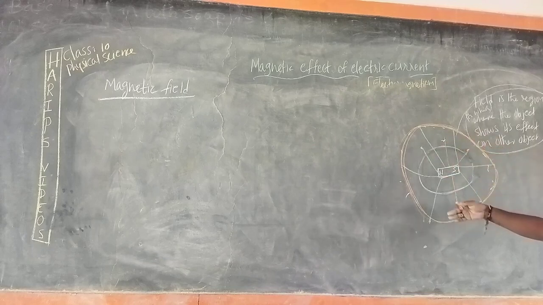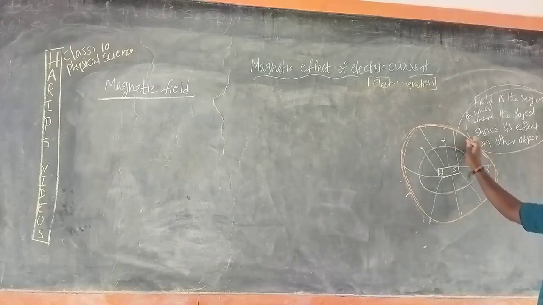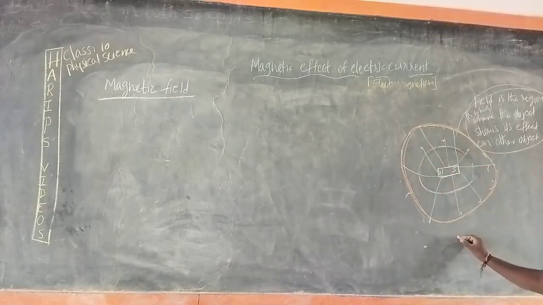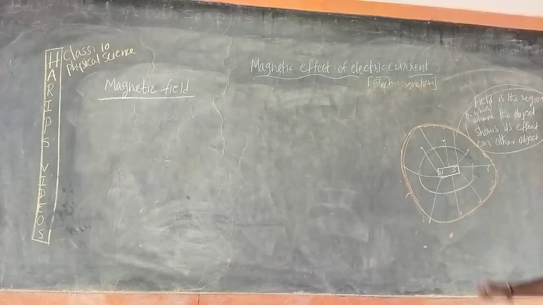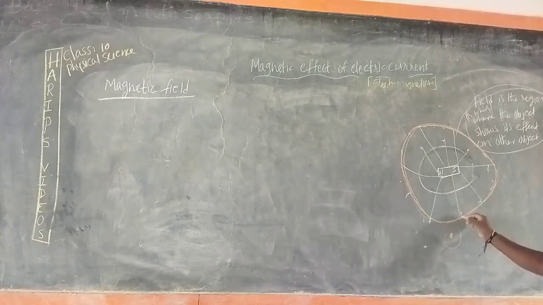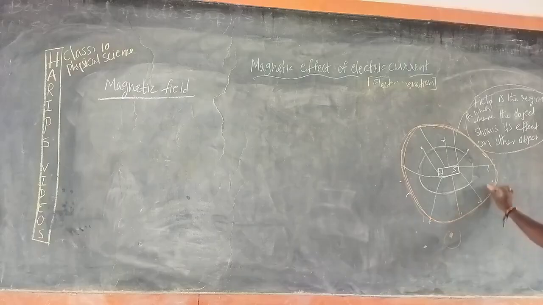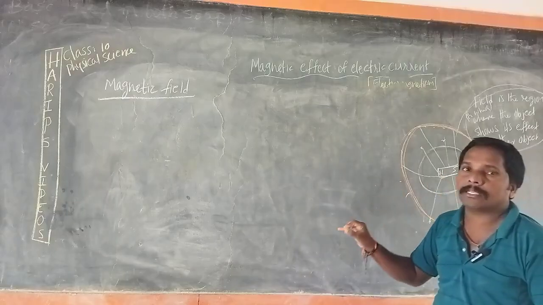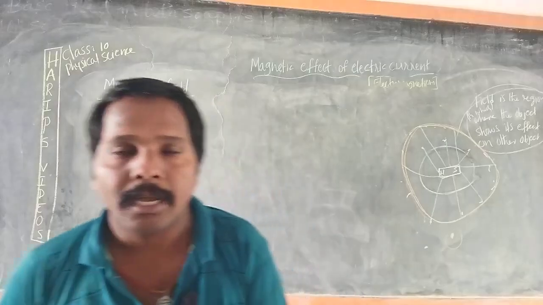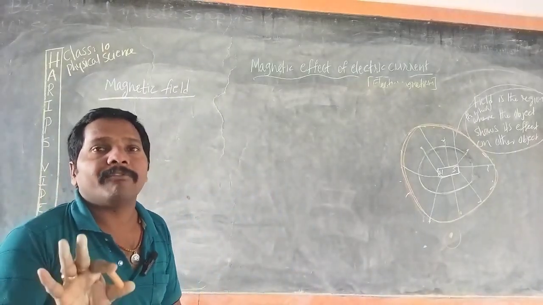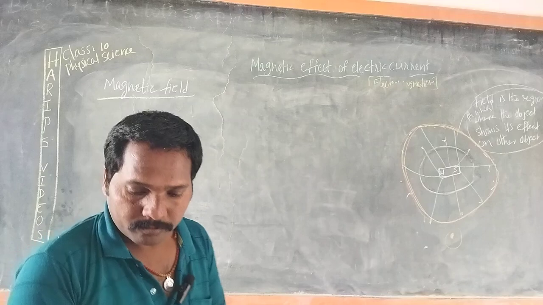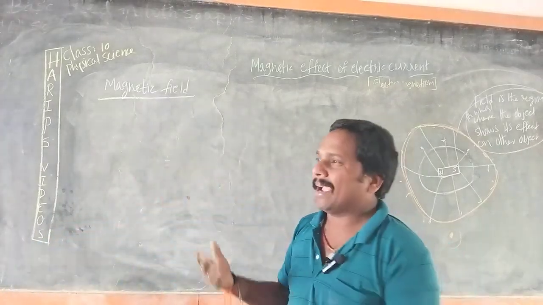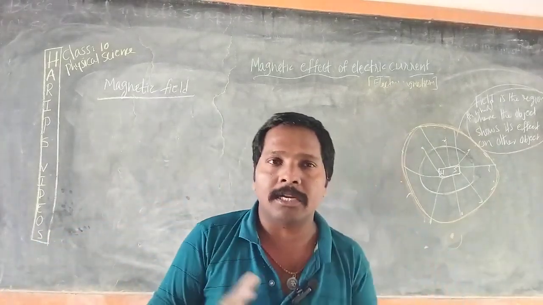magnet or any other magnetic substance like iron nails or iron filings, it shows its effect within this region. After the region, if you place the object here, this magnet doesn't show effect, because this object is out of its region. So the region where the magnet shows effect on the magnetic substance or the other magnet, we can call as magnetic field.